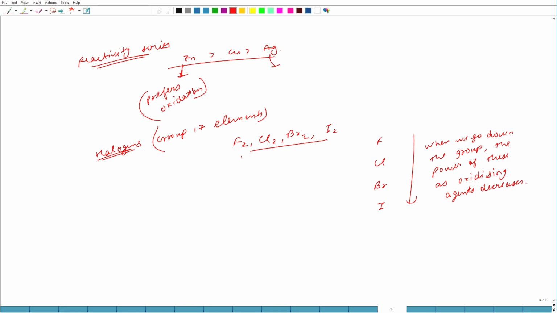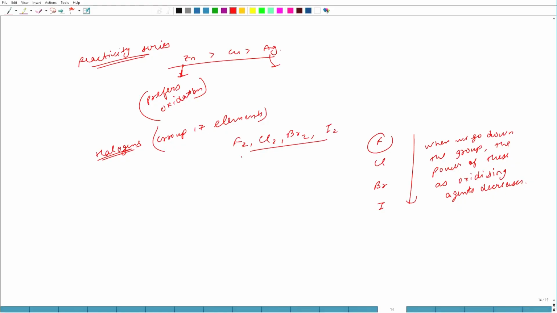We know halogens generally exist in negative oxidation state. Fluorine only exists in the -1 oxidation state. Why? Because fluorine is the most electronegative element known, and it can either have a -1 oxidation state, or it can have 0 if present in F2, the elemental form. It cannot have a positive oxidation state. That means fluorine will always tend to go into the -1 oxidation state.